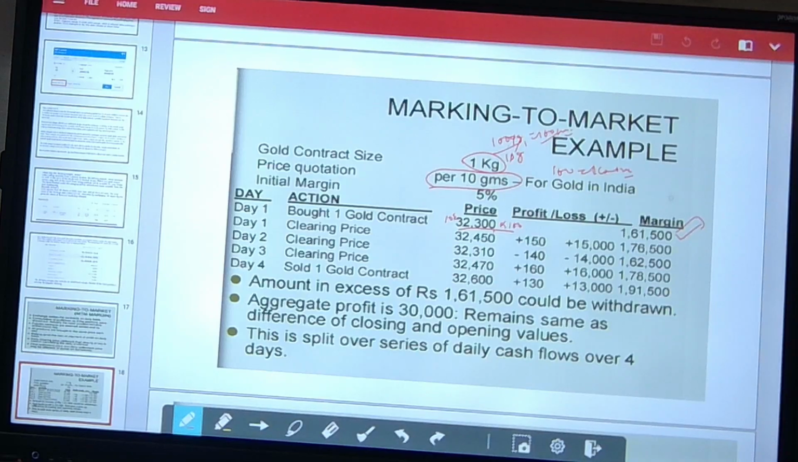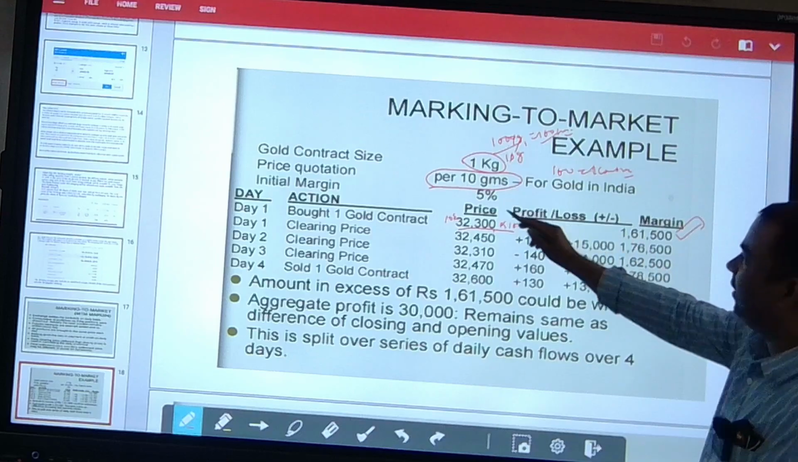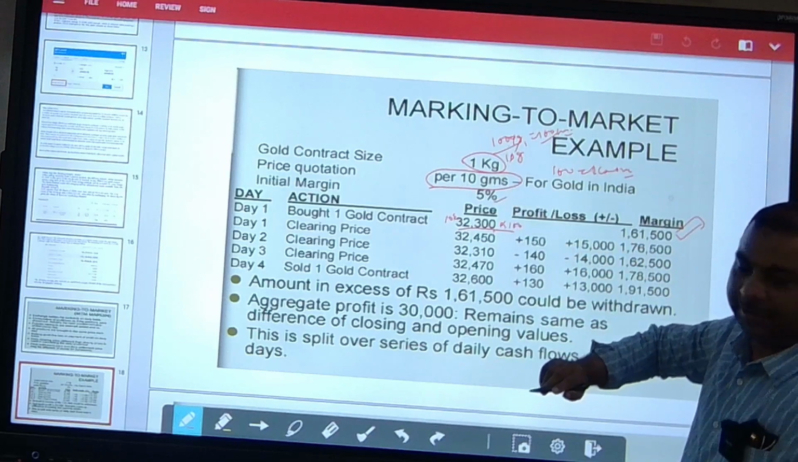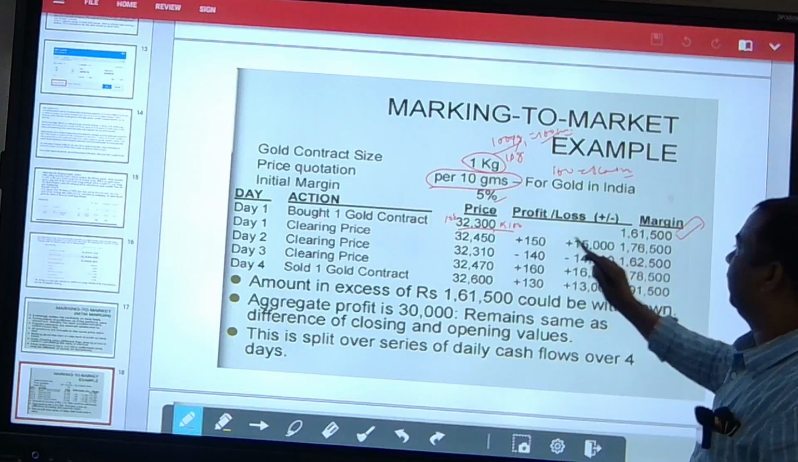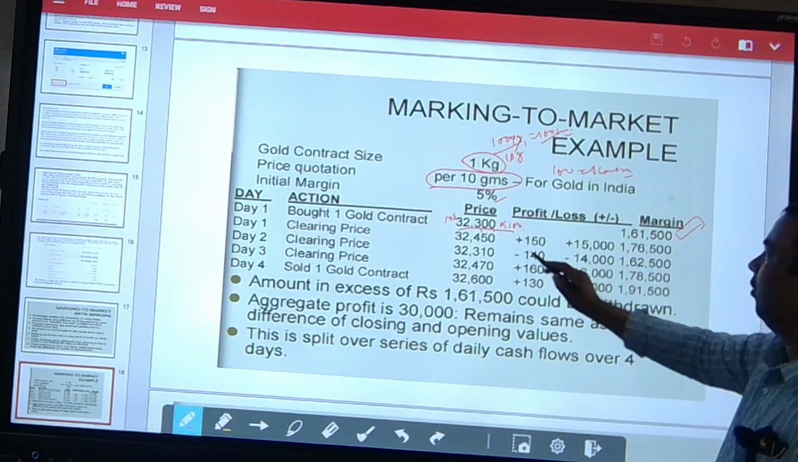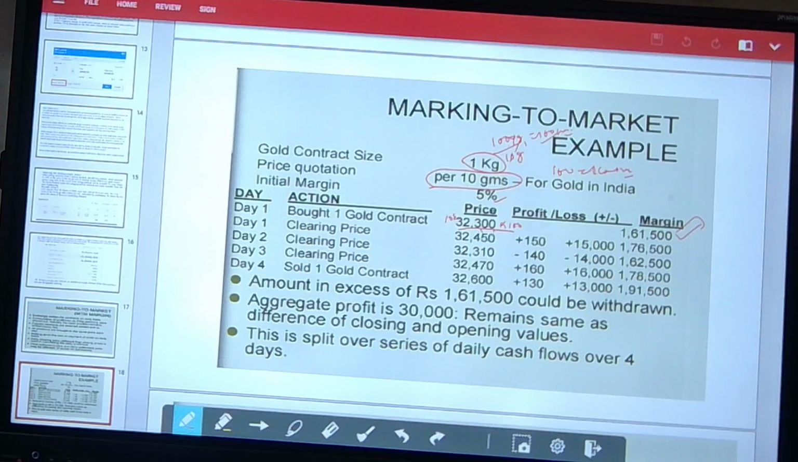Margin money. If there is a 10%, that means here we have 3,23,000 rupees. If there is a 10% margin. Now, understood well up to here?